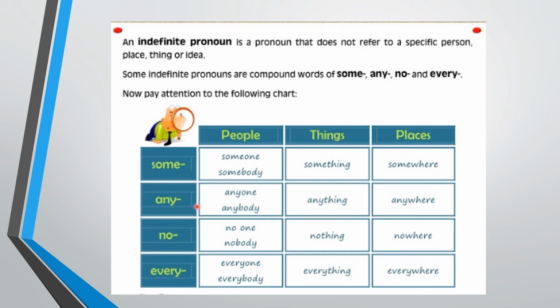When we are talking about any, what words can be added to it? When you are representing people, anyone or anybody. When you are representing things, anything. When you are representing places, it is none other than anywhere. It represents the place, right? When we are moving to the word no, how can you add words to it? No one, nobody, nothing, and nowhere. In the same way, we add words to every: everyone, everybody, everything, and everywhere. In this way, indefinite pronouns work.